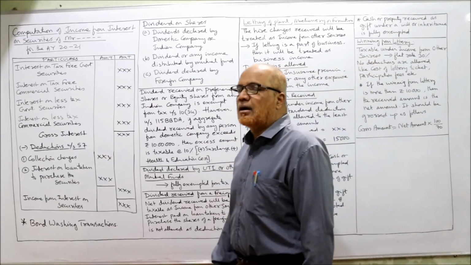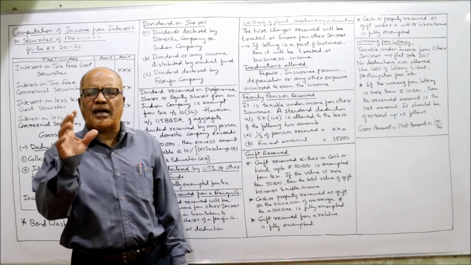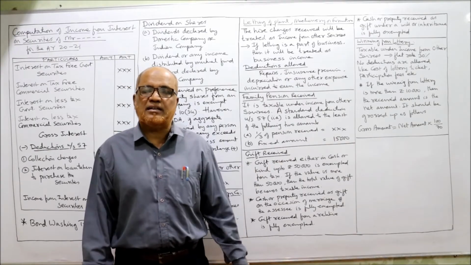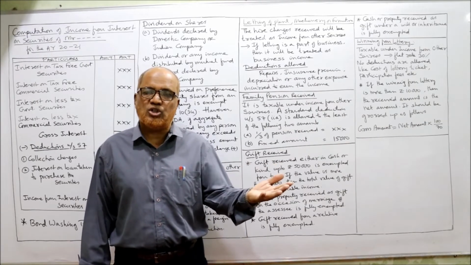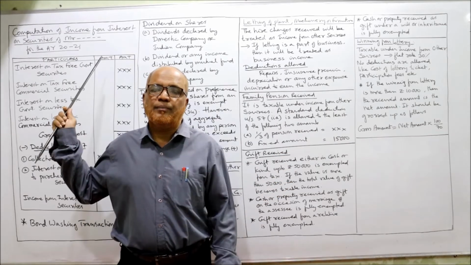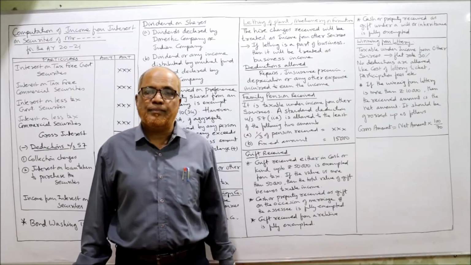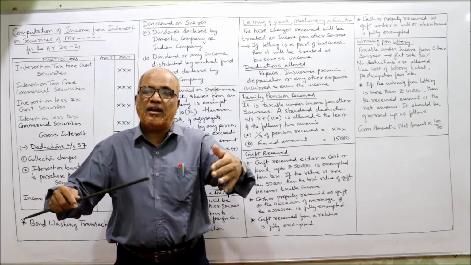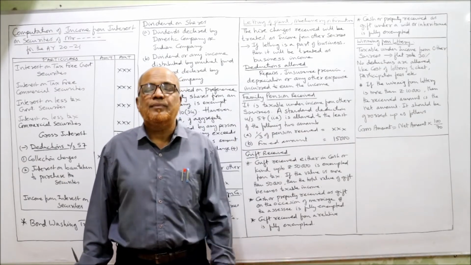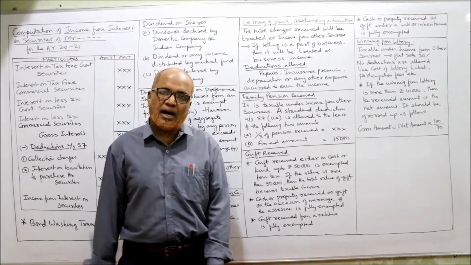Now the next income is letting of plant, machinery and furniture. Sometimes an assessee will give on hire or rent plant, machinery or furniture and receive the hire charges. That is taxable under income from other sources, provided it is not his business activity. If the letting of plant, furniture or machinery is a business activity, then the income will be treated as business income, not income from other sources.